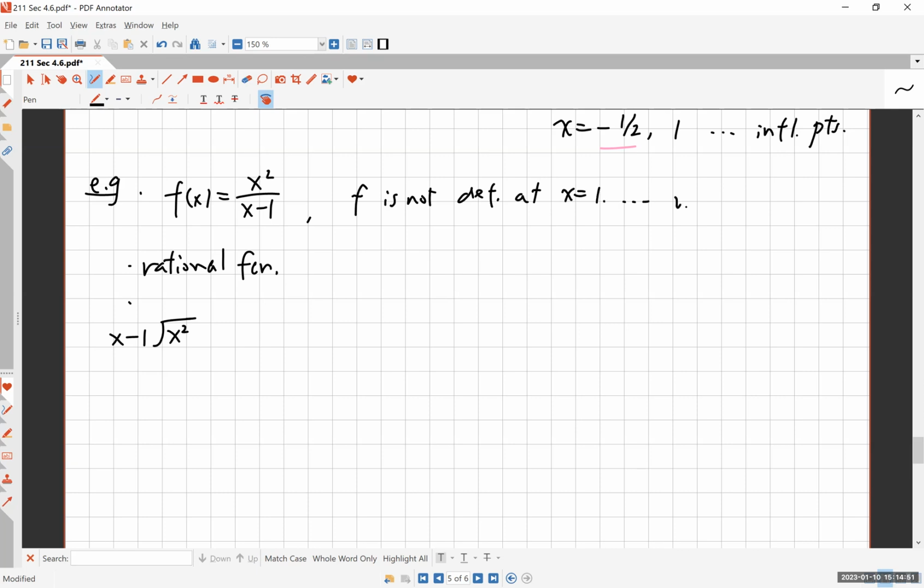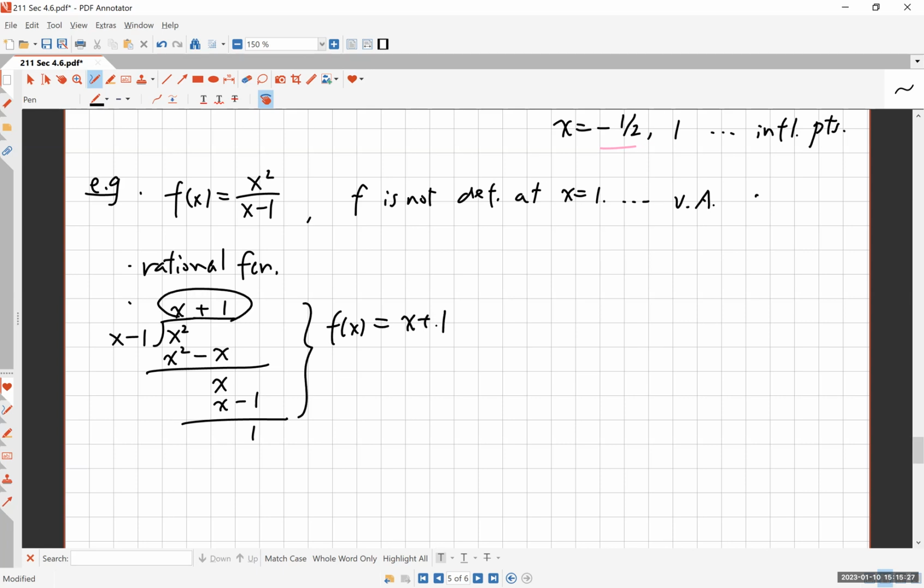And in fact, you could see that there's a vertical asymptote there when x is equal to 1, because when x is close to 1, this function blows up either to negative or positive infinity, depending on which way you approach it. But let's go ahead and divide x squared by x minus 1. You have x, so x squared minus x, and then subtracting, you will see x. You can still divide, plus 1, x minus 1, and the remainder is 1. So this tells you f of x is actually x plus 1, that's the quotient, plus 1 divided by x minus 1.